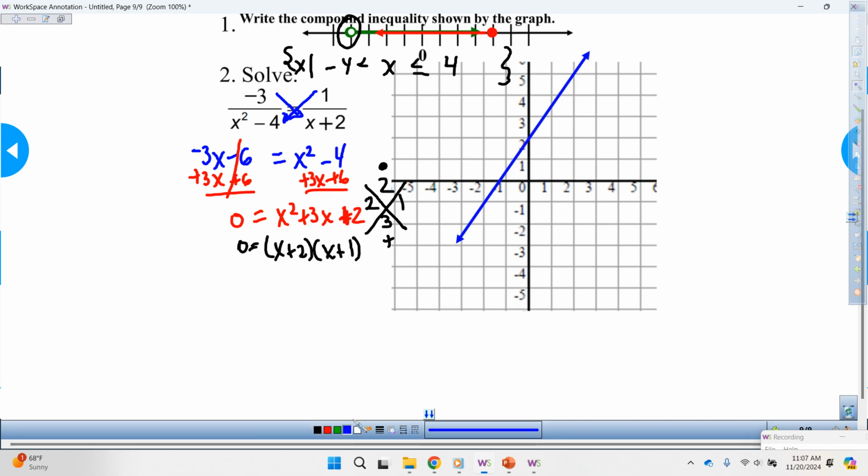Then what do I do? X plus 2 equal to 0. And we solve. -2 minus 2. X equals -2. -1 minus 1. X equals -1. Hands, if you got that by yourself. All right, not bad. For number 3, we need an equation.